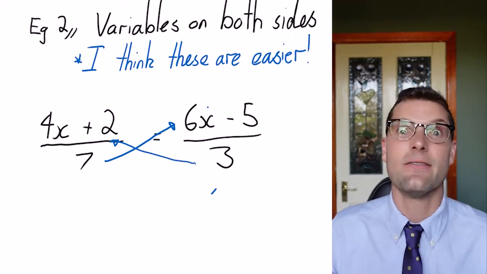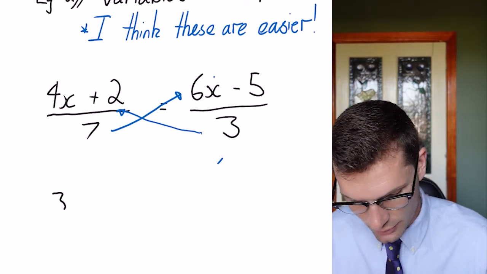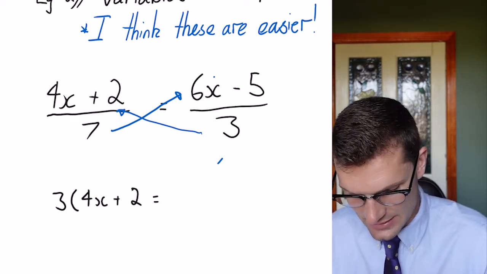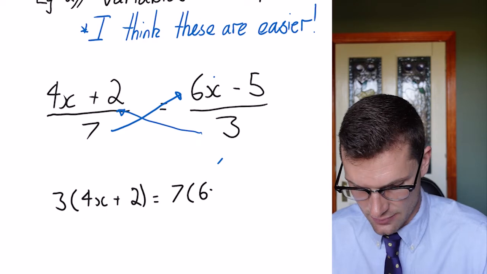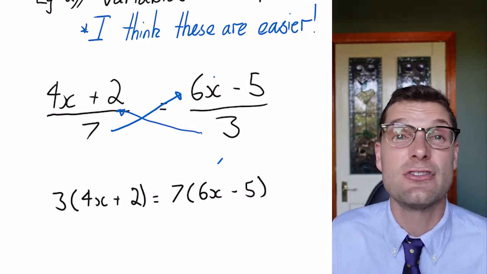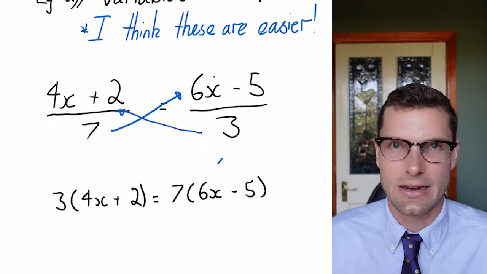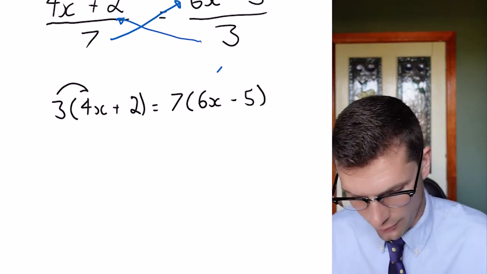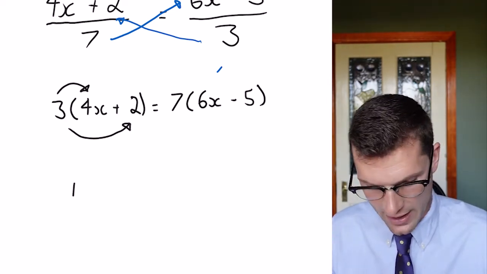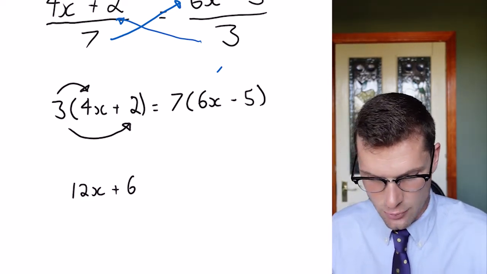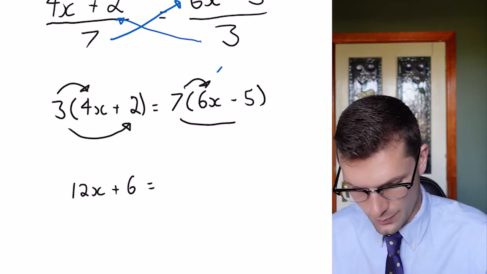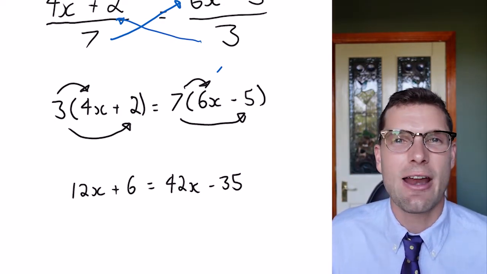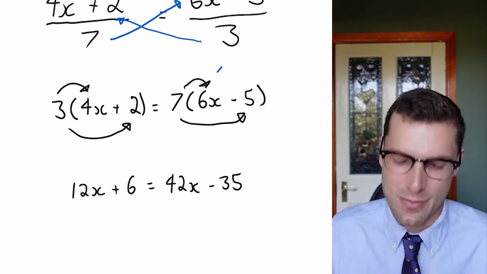So what that's going to give me, if I rewrite this out, is 3 multiplied by 4x plus 2 is equal to 7 multiplied by 6x minus 5. From here, I've just got to expand and then collect my like terms. So on this left-hand side, I multiply 3 by both terms, which leaves me with 12x plus 6 is equal to 42x minus 35. You don't have to put those arrows in. I just like to make sure I don't miss anything.